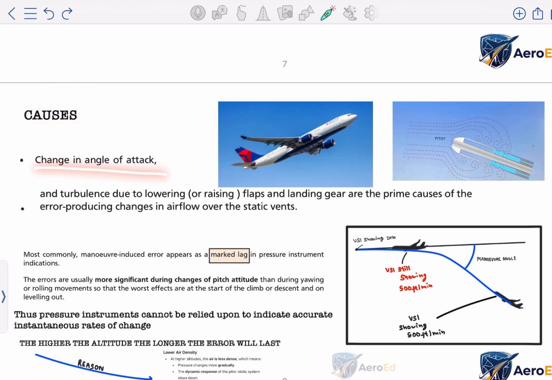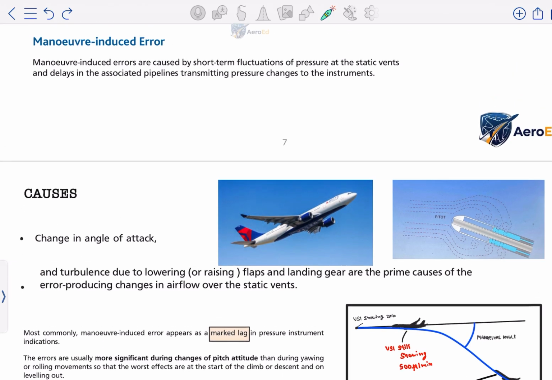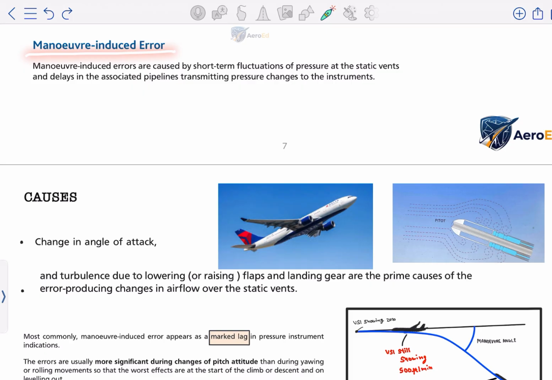A change in angle of attack, or the turbulence created by lowering or raising flaps and landing gear, are the prime causes of error, producing changes in airflow over the static vents, right? When there is a change in angle of attack, the airflow around the static vents changes. When the flaps or landing gear are deployed, there are again changes in the airflow, which causes turbulence near the static vents and fluctuations of pressure. And this fluctuation of pressure is what we call maneuver-induced error.